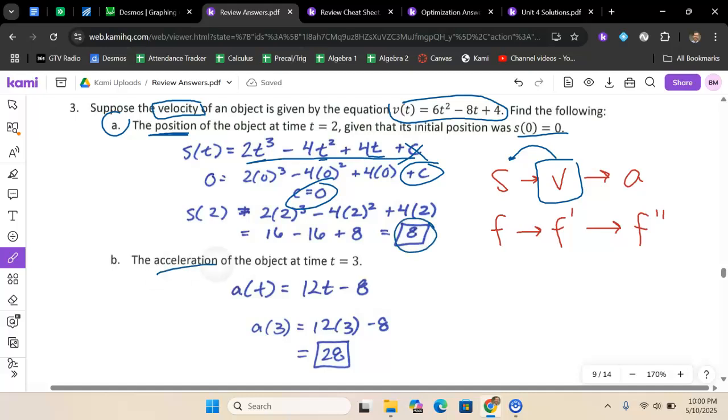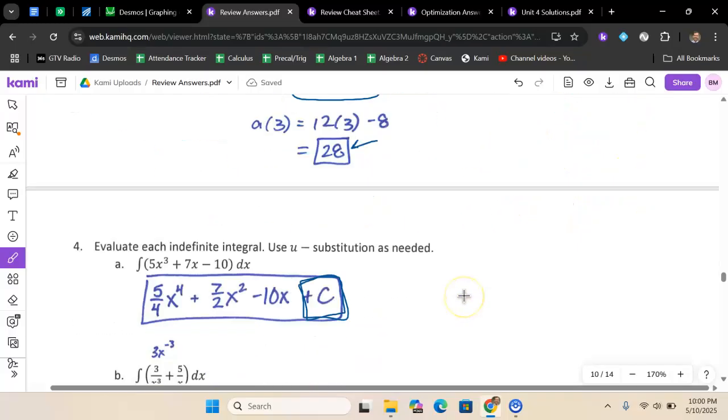Part B asks about the acceleration. So if I had velocity and want to find acceleration, I have to take the derivative. So I did the derivative of velocity to get my acceleration function, and then I want the acceleration at time 3, so I plugged in 3. Okay, it's a great question dealing with position, velocity, acceleration, because I'm giving you the middle one, so it's requiring you to do both an antiderivative and a derivative in the same problem.